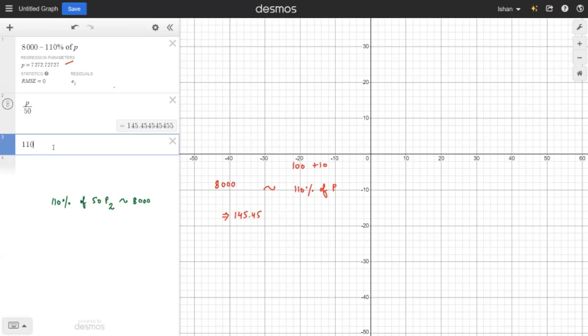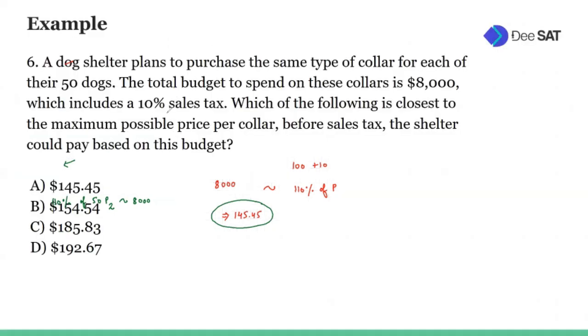110% of 50 P2, a sign of regression with 8,000. So we'll see that the value of P2 is 145.45 directly. So that will be my result. So yeah, option number A, 145.45 will be the correct answer.